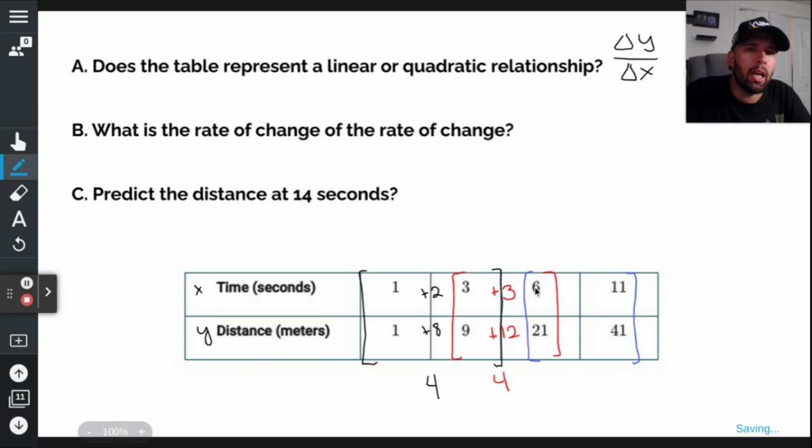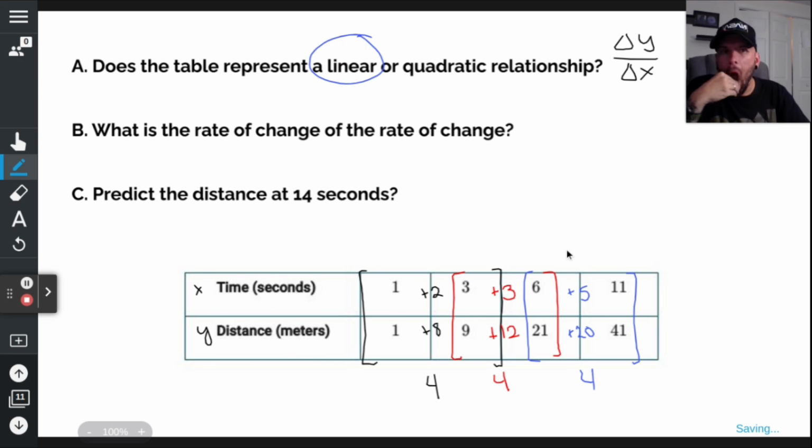To get from 6 to 11, I add 5. To get from 21 to 41, I add 20. My y value changes by 20, my x value changes by 5, so 4. The rate of change is the same for all 3 possibilities. Therefore, it's linear. I can't imagine you ever being given a problem like this being quadratic when you don't have equal spaces in between. I do know that it's linear. The rate of change is 4 every time.